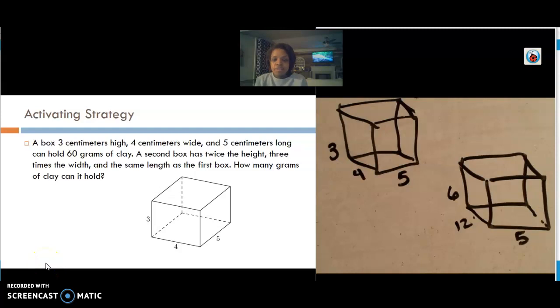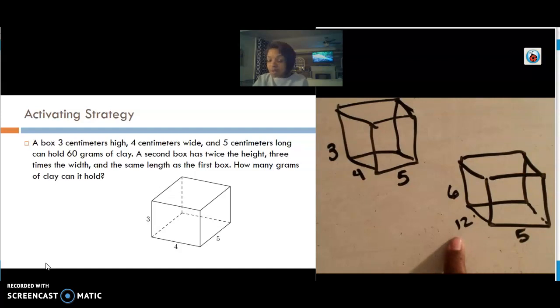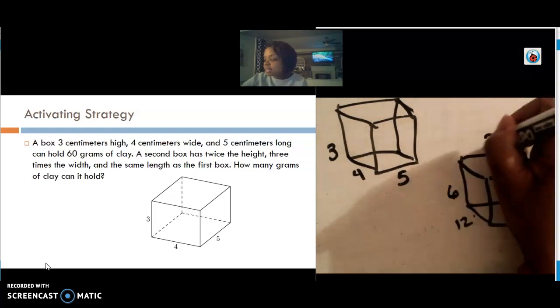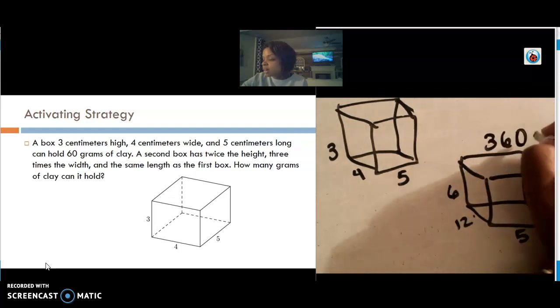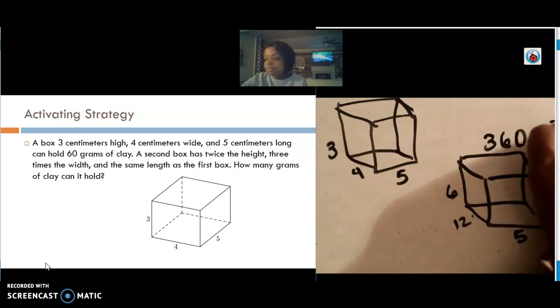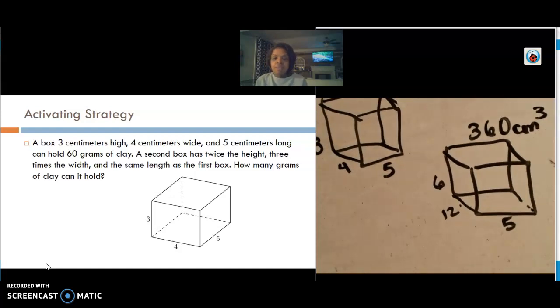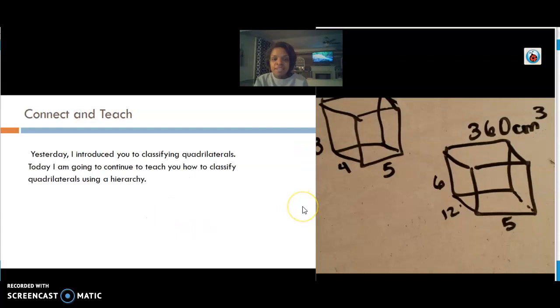Alright, so hopefully you did the math. I drew mine out. If I'm going to double the height, triple the width, and keep the length the same, then that would be 5 times 12, which is 60, and 6 times 6 is 36. So that gives me a volume of 360 cubic centimeters of how much clay that box can hold. Okay, hopefully you're activated, you're ready to go.